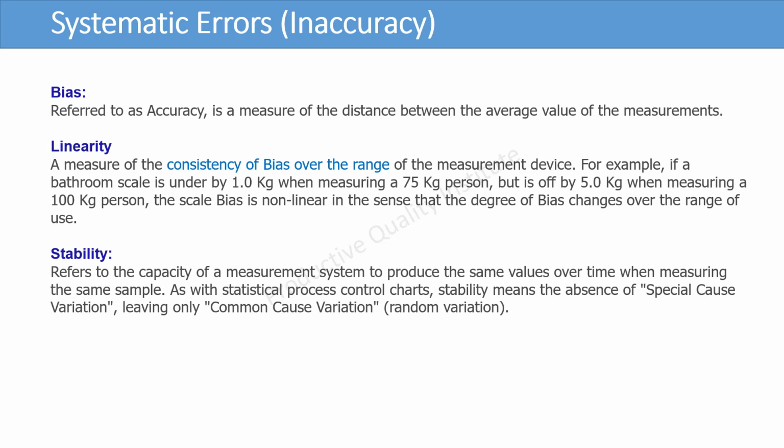Stability refers to the capacity of a measurement system to produce the same values over time when measuring the same sample. As with statistical process control charts, stability means the absence of special cause variation, leaving only common cause variation, random variation.